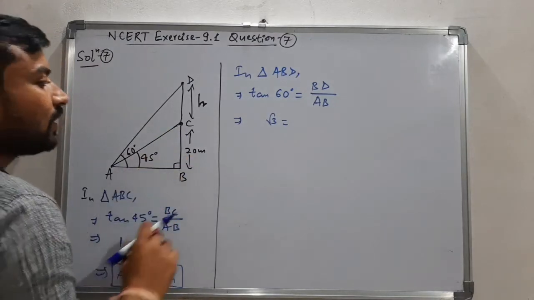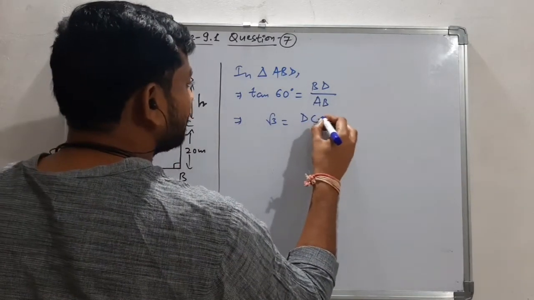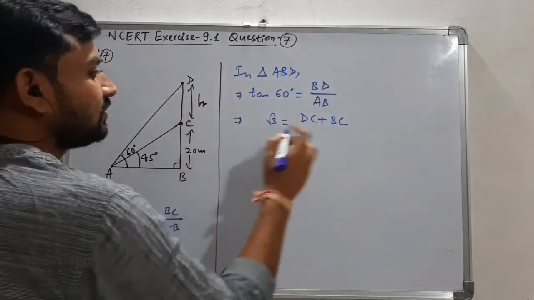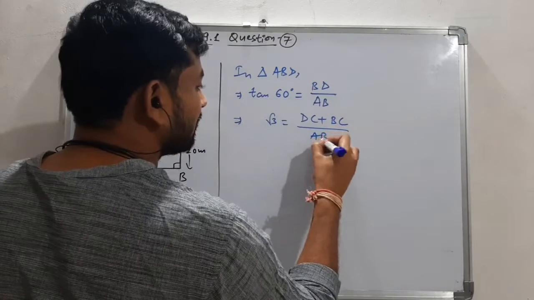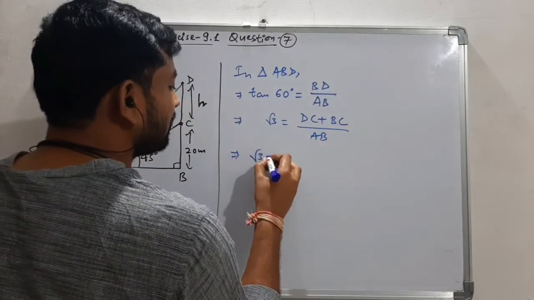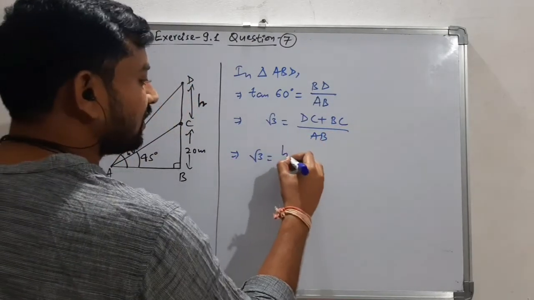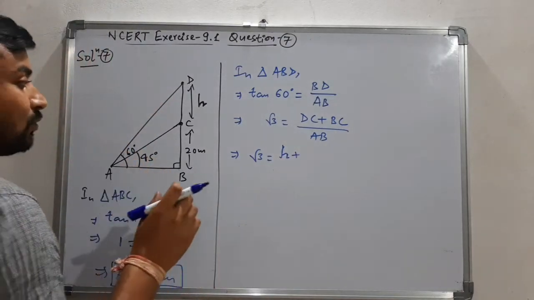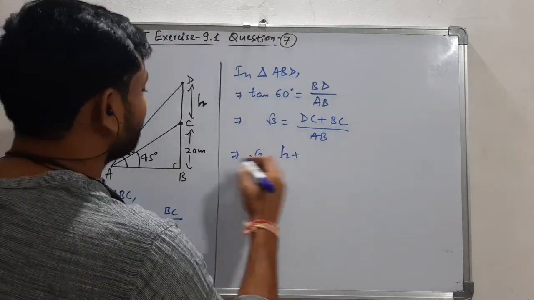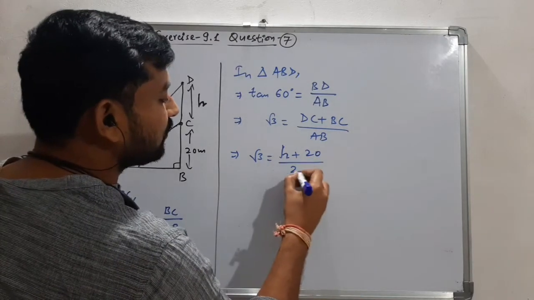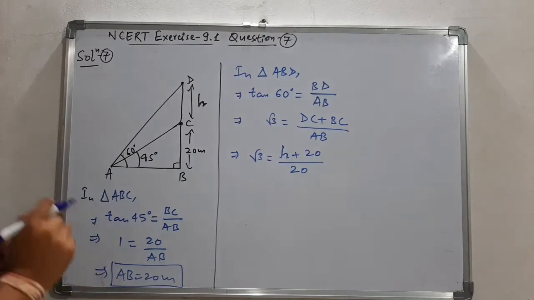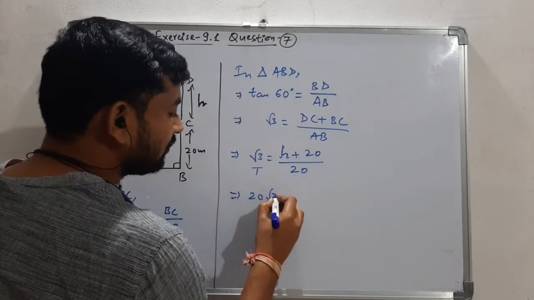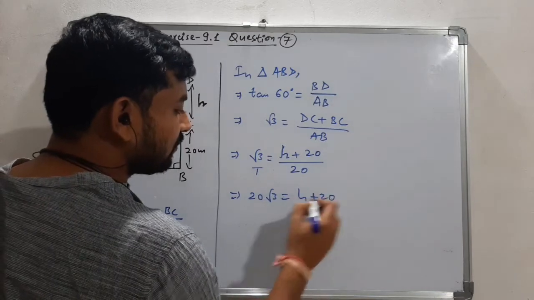BD, which can be divided into two parts, that is DC plus BC, upon AB. So if we substitute the values, DC is nothing but the height of the tower, so I am using it as H, which is the unknown that we want to calculate here. BC is 20 and AB is also 20, which we calculated in the first part. Now let us cross multiply this. We will get 20 root 3 is equal to H plus 20.